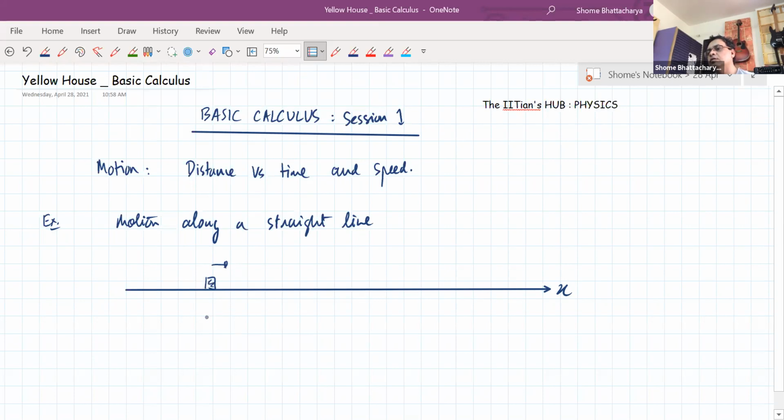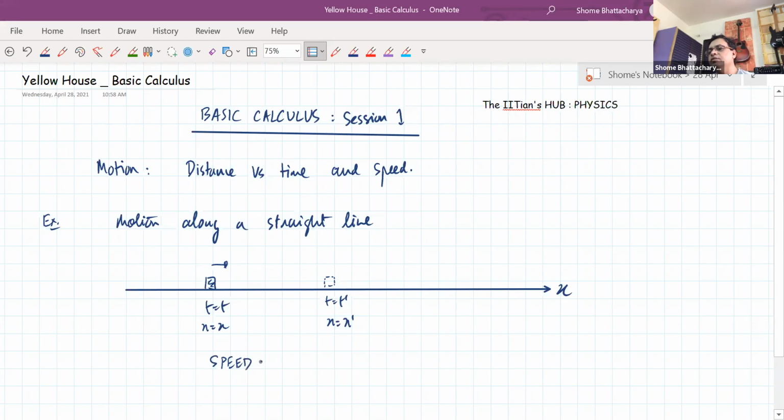So at a particular instant of time, the object is located here. At a different instant of time, let's say t prime, the object is located here at a coordinate x prime, or is at a coordinate x, etc. So can anybody tell me how we define the quantity speed? How do we define the quantity speed?